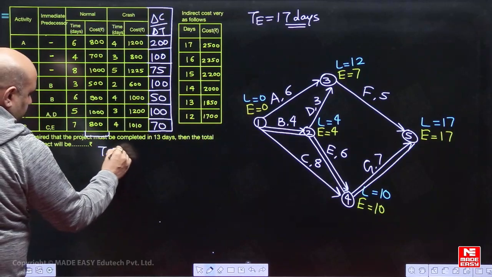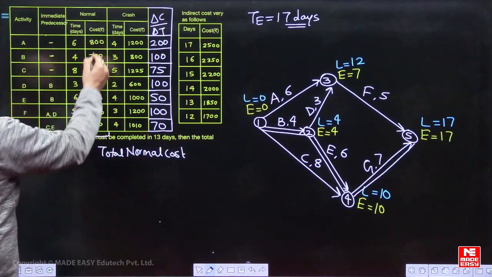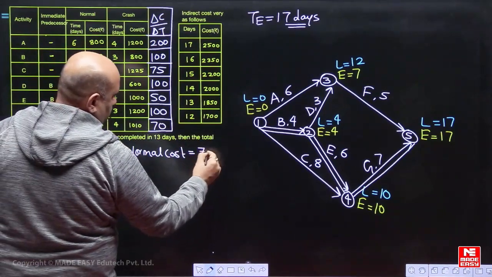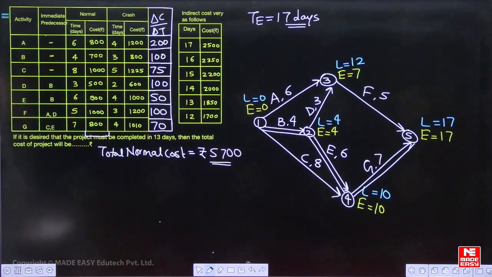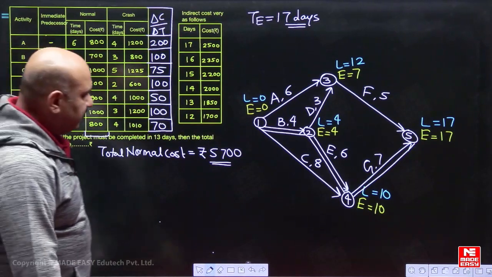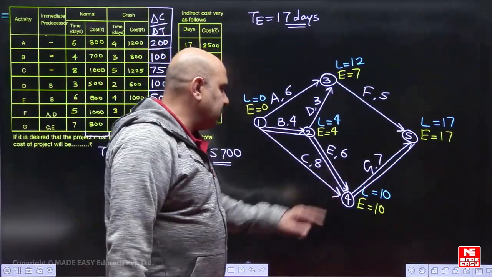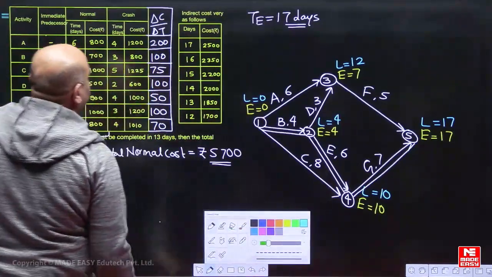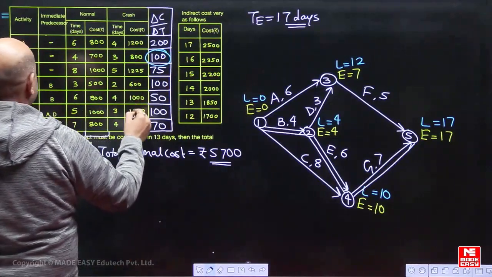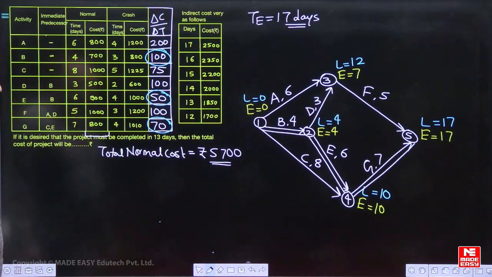Total normal cost, and the sum of all these, that will be 5,700. Indirect cost varies depending upon the duration. Now see, first of all, we have to crash the activity having minimum cost slope. So there are 3 activities on the critical path: B, E and G. So of course, the minimum cost slope is for E, so we should crash activity E.